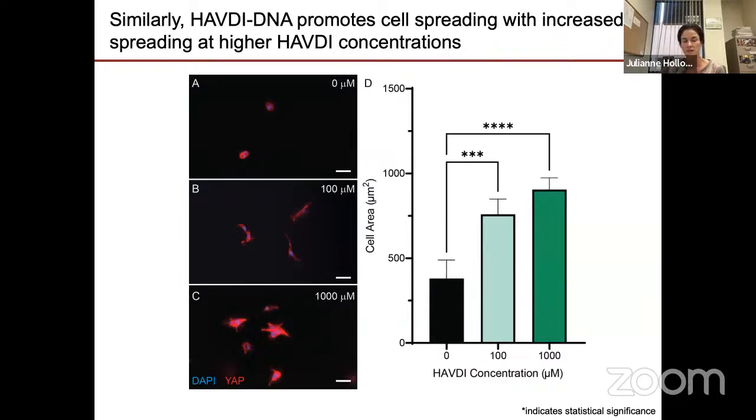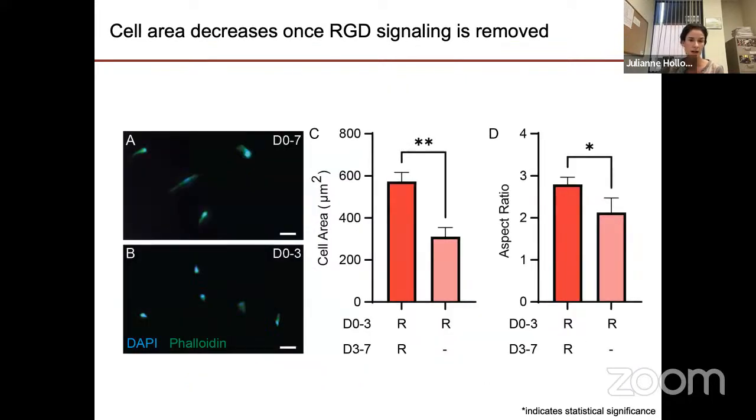So now that we've been able to demonstrate that these biomolecules are being tethered at the concentration we expect them to, and that they're in fact bioactive, we next wanted to see if we can then use this platform to turn cell adhesion on and off essentially. And so here we have initially the RGD signaling is on. So this darker red bar shows RGD when it's on for the full 0 to 7 days of cell culture. And in this second lighter pink bar, RGD is initially on from 0 to 3 days, and then it's turned off from 3 to 7 days.